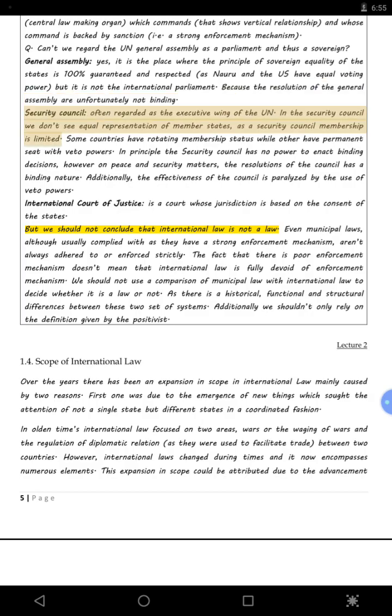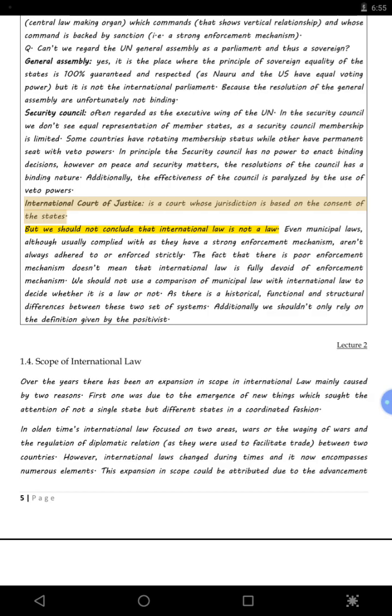Security Council, often regarded as the executive wing of the UN. In the Security Council we don't see equal representation of member states, as Security Council membership is limited. Some countries have rotating membership status while others have a permanent seat with veto powers. In principle the Security Council has no power to enact binding decisions, however on peace and security matters, the resolutions of the Council have a binding nature. Additionally, the effectiveness of the Council is paralyzed by the use of veto powers.